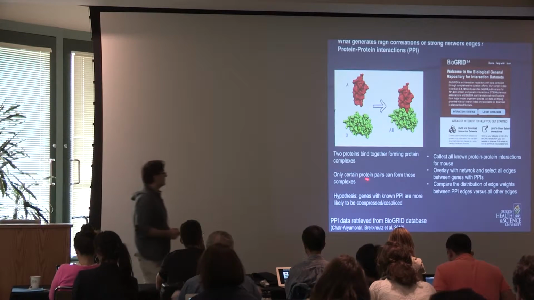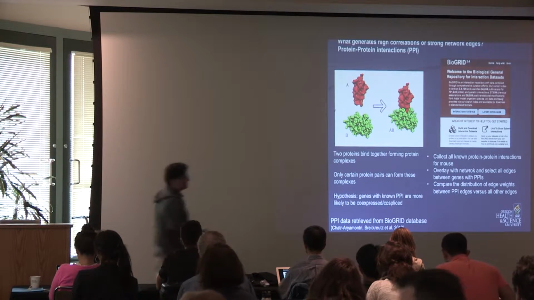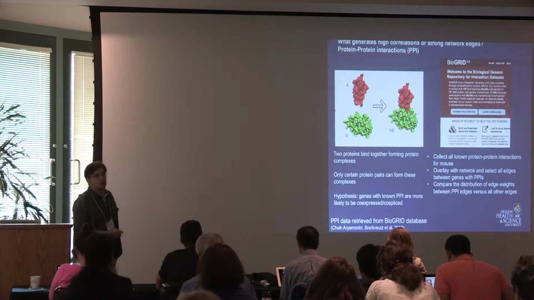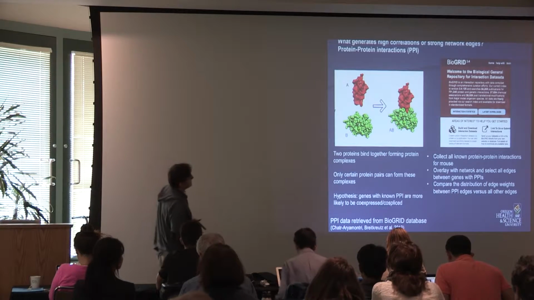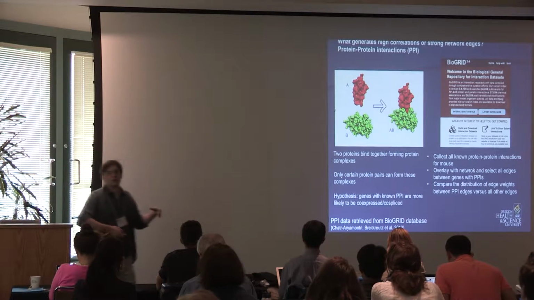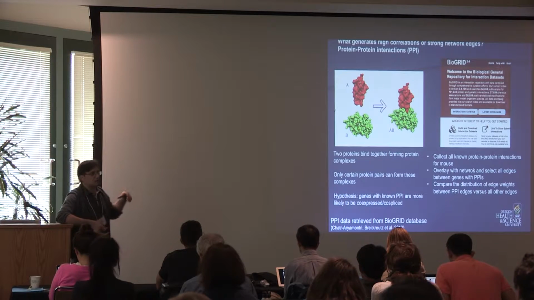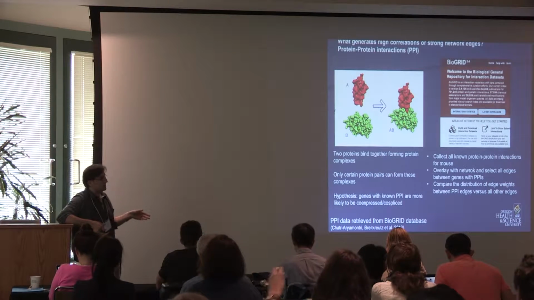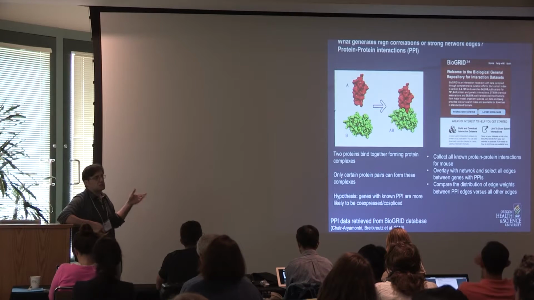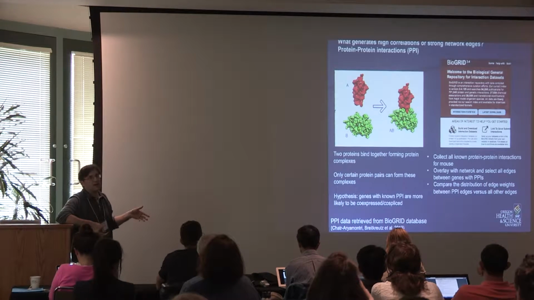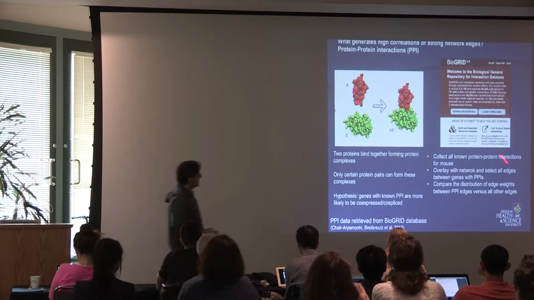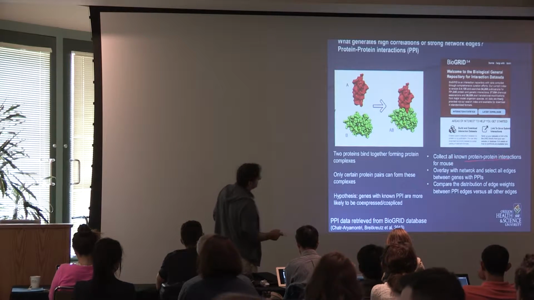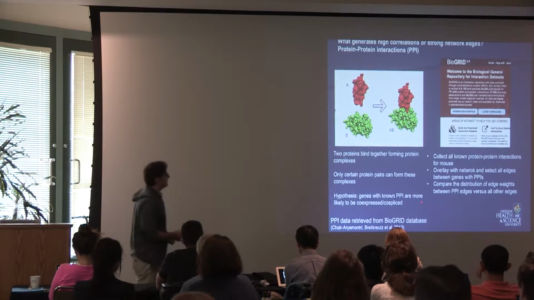So for that, you go to databases, of which there are many, and you download all the known gene-gene interactions. You overlay them on your networks, and you say, OK, I want to compare the edges that are between the known protein-protein interacting genes versus similar groups of genes that are randomly selected. So here's the outline: you collect all known protein interactions, overlay with the network, and so on.